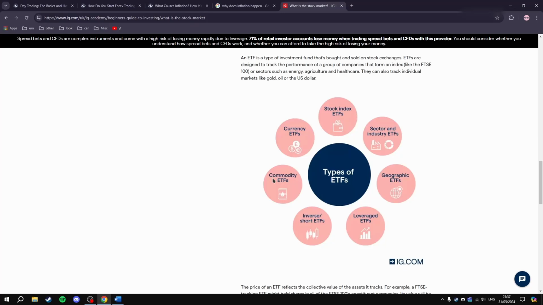ETFs are designed to track the performance of a group of companies that form an index, like the FTSE 100, or sectors such as energy, agriculture, and healthcare.